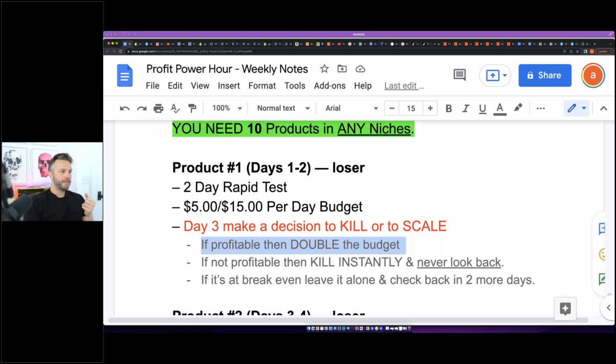So that means if you have a $5 per day budget, you spent 15 bucks and you've made, let's just say 30 or 40, double your budget, because you're only doubling your budget to $10. It's okay to double your budget. You're not really spending a boatload more money. Now, as you start to spend more money, if you're spending 100 a day, 200 a day, you don't want to double your budget. That's a bigger risk. But when you're talking about 5, 10, 15 bucks, not a big risk.